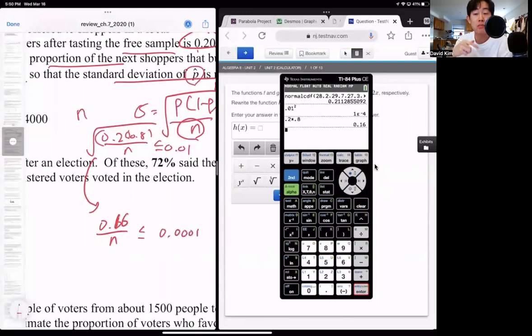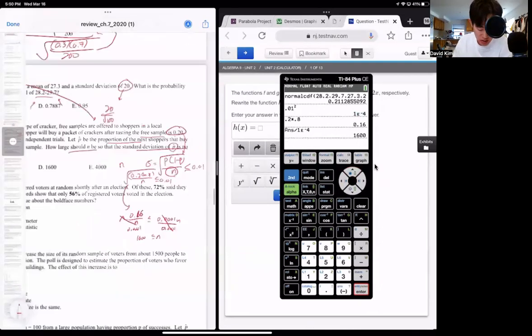Now if you divide both sides by 0.0001 and multiply both sides by N, you basically get N by itself. You're just going to divide that by this answer right here, and you simply find that N cannot be anything more than 1600. Anything more than 1600 is not going to cut it here.